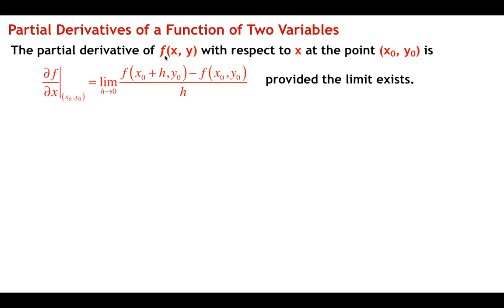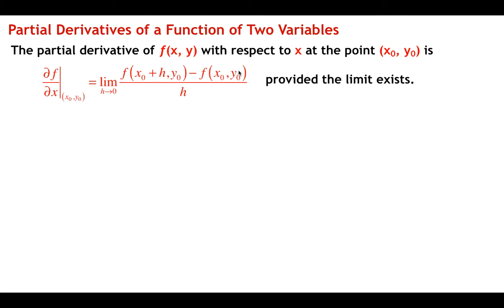So the partial derivative of a function of two variables x and y with respect to x at a fixed point x naught y naught is given by the partial derivative of f with respect to x at x naught y naught equals limit h tends to 0 of f of x naught plus h, y naught minus f of x naught y naught, divided by h, provided the limit exists. You can see that on the right hand side we have fixed y as y naught, a fixed constant, because we are trying to find the partial derivative with respect to x.